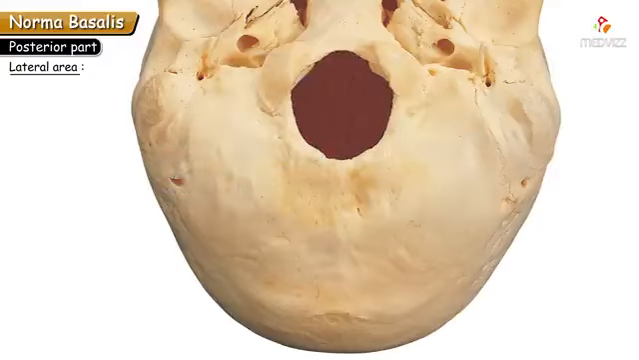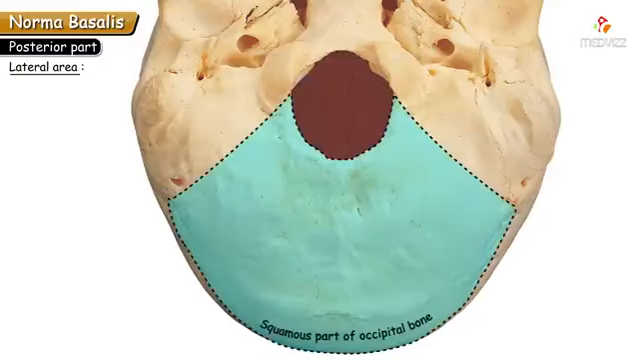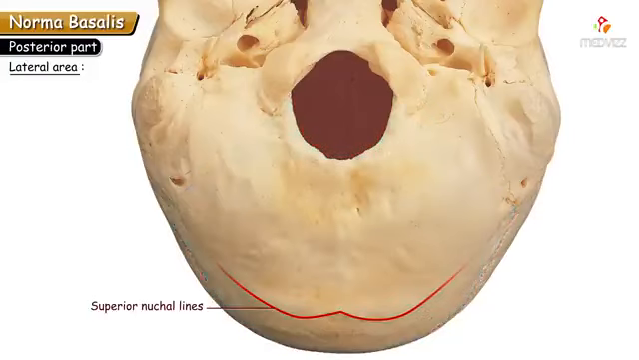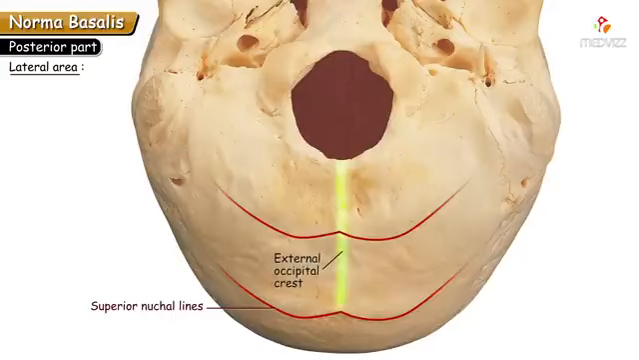The other lateral area is formed by the squamous part of the occipital bone, which is marked by the superior nuchal lines on each side. These superior nuchal lines are well defined ridges on each side of the external occipital protuberance. Next, parallel lines present on each side of the external occipital crest are the inferior nuchal lines, which are anterior to the superior nuchal lines.